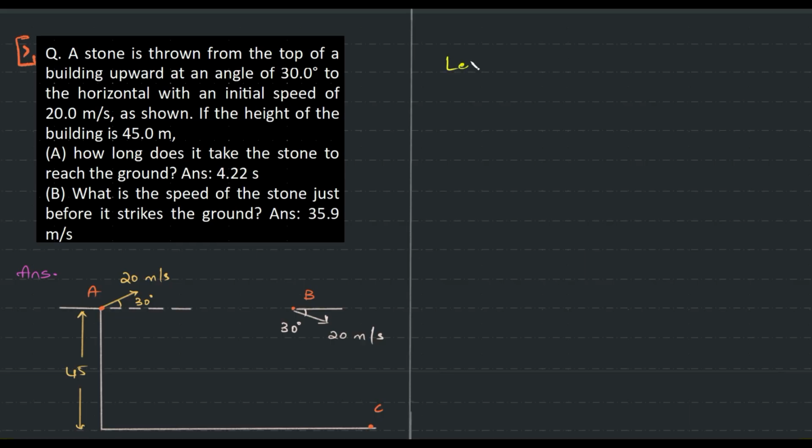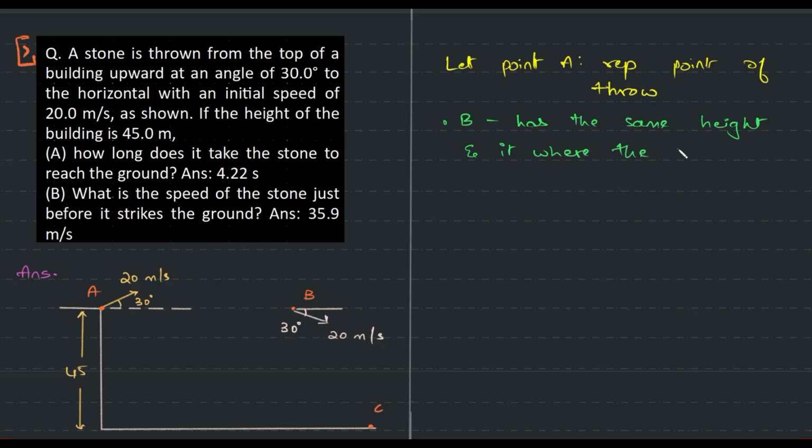Okay, so we'll let point A represent the point of throw. Again, I'm keeping the language simple. You just have to communicate point P as the same height, and it's where the object passes on its journey down.